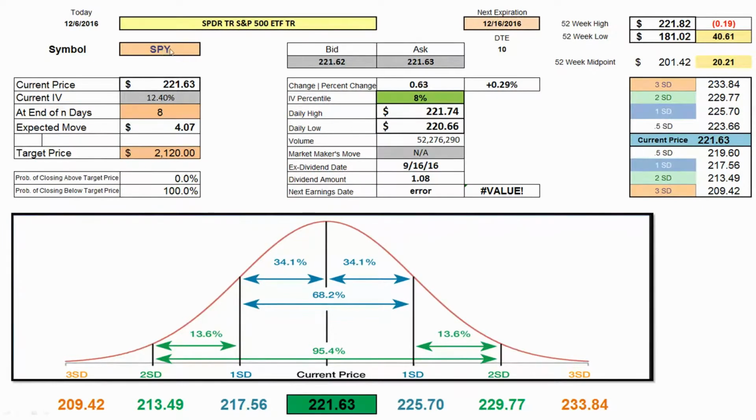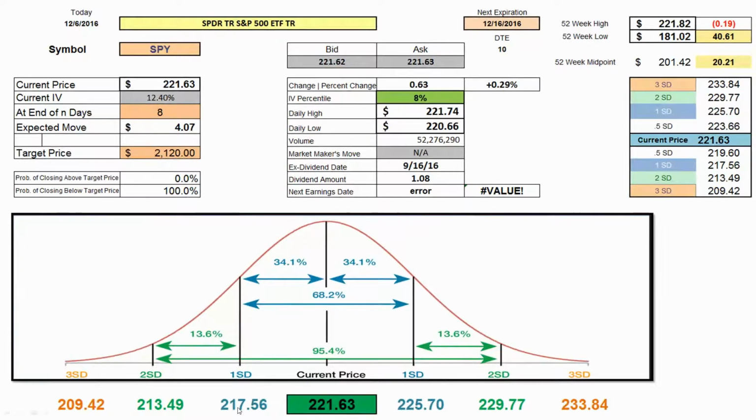days here. These kind of salmon colored fields are the only ones you put anything in, like the SPY, the 8 days, and then what your target price is. I forgot to change that. So disregard that right now, because if I would have put a target price in, it'll tell you the probabilities of closing above or below.